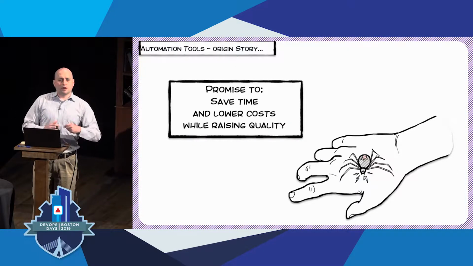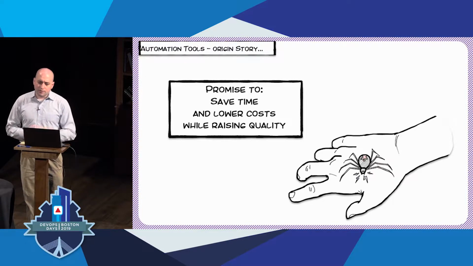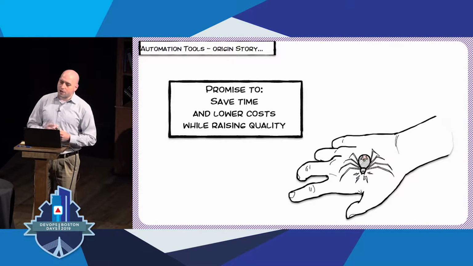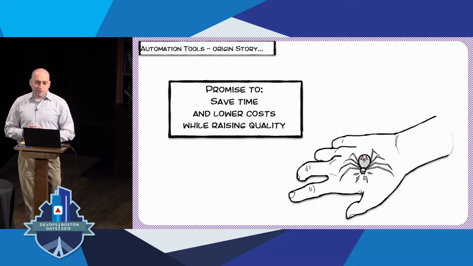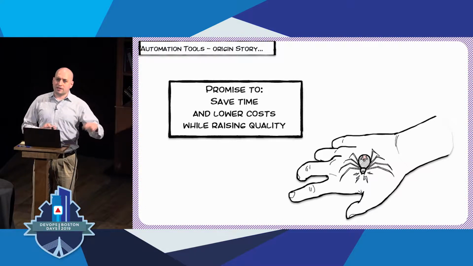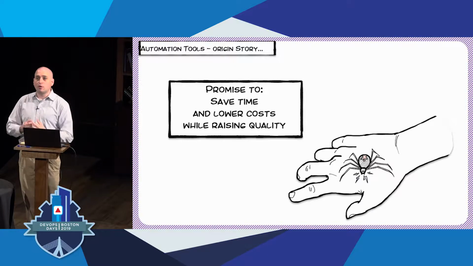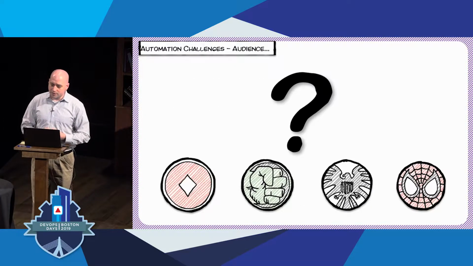But overall, across decades of using test automation, it's always promised the same thing. We're going to save time, and we're going to lower costs while raising quality. Seemingly something that is impossible, oftentimes something that is not delivered. So how do we actually implement test automation, associate it with our tech stack and our processes and our people, and make sure that it's something that's successful?